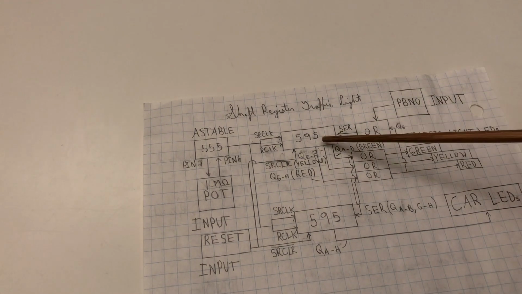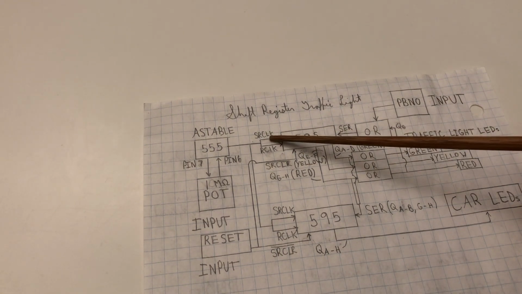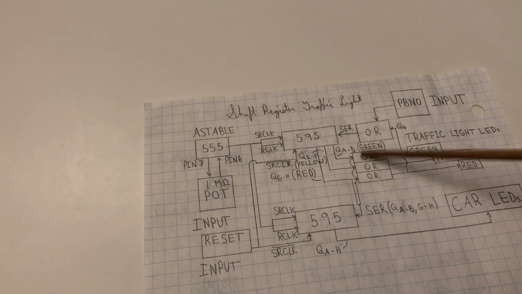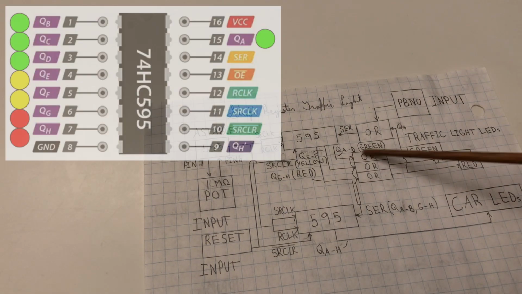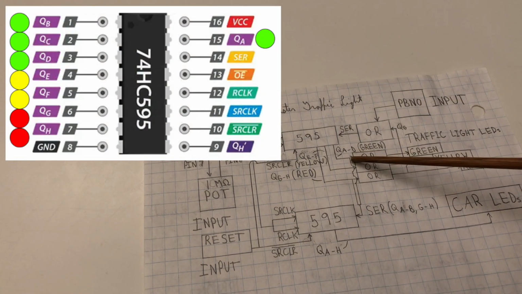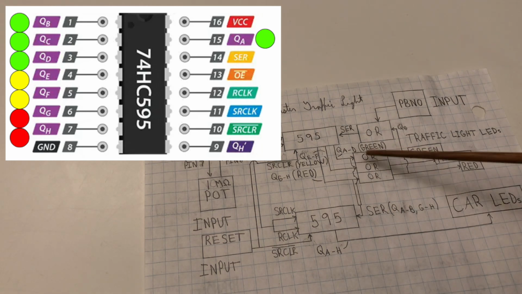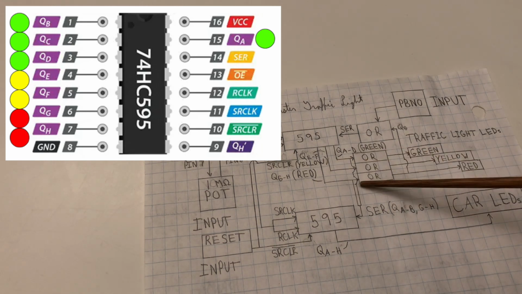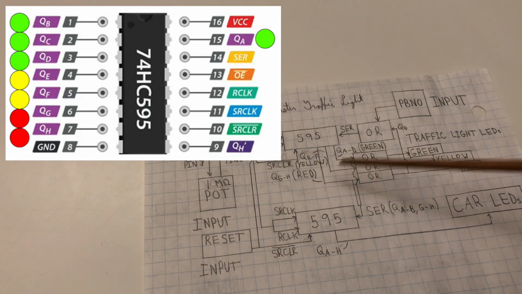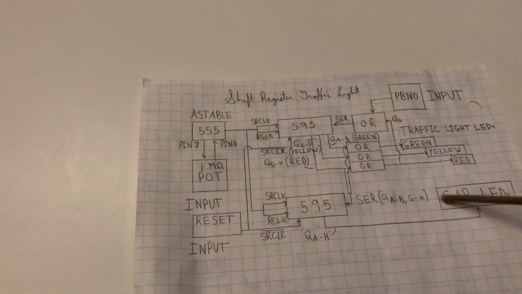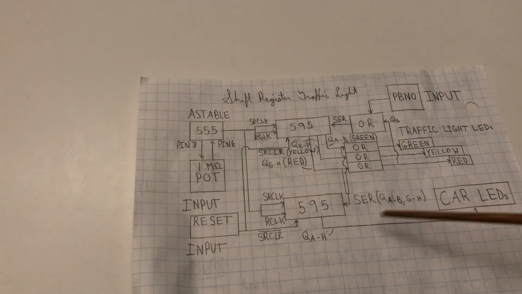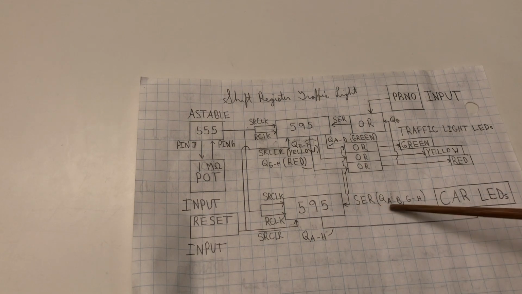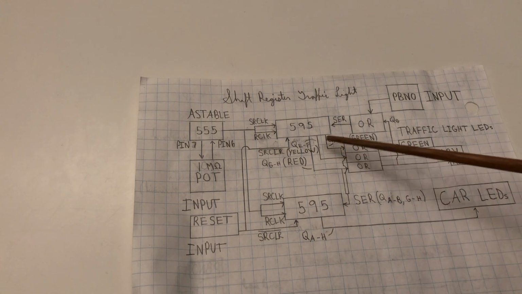So let's get back to the circuit. After you press the button, that puts a 1 onto the register. So now it'll just keep on shifting down, and this creates the timing of the traffic light. So here I've OR'd outputs A to D, which are the green light, and outputs E and F and G and H, which are yellow and red respectively. The second 595, which is responsible for the car LEDs, has its data input connected to QA to D and QE to H of the first 595.